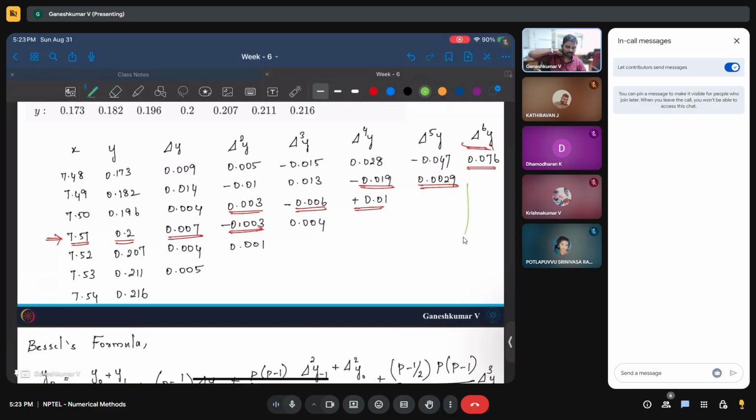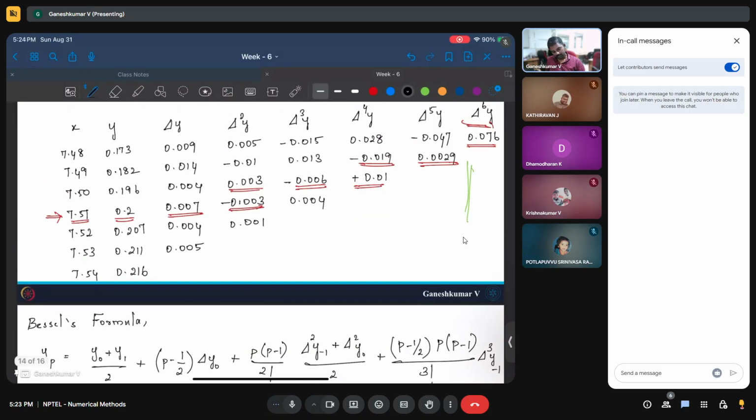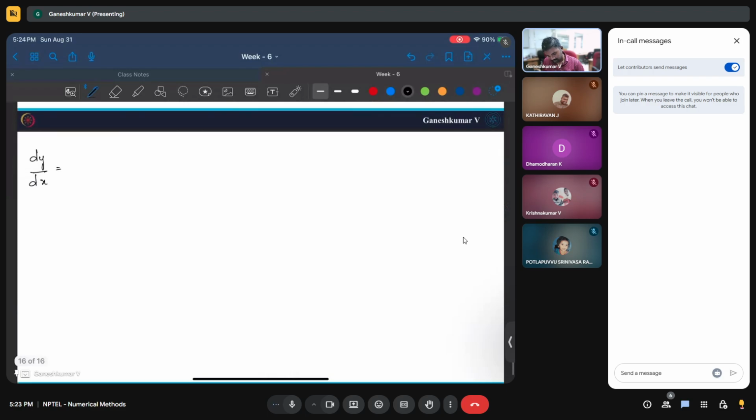We can either stop here, we can also stop here, but we don't know the previous value, so it's better not to go there. We will stop here. All right, so till fifth, del power 5, why not we need to write.